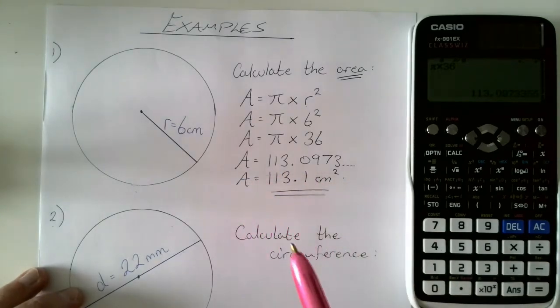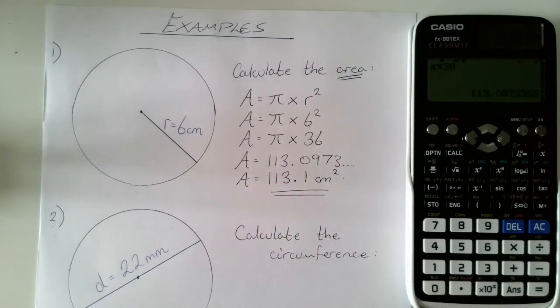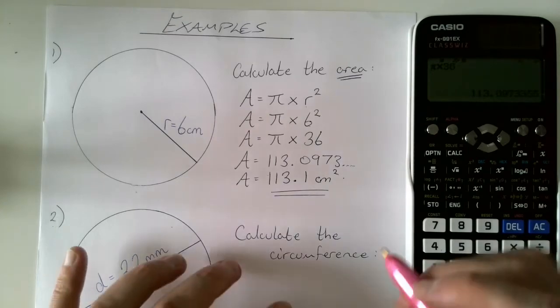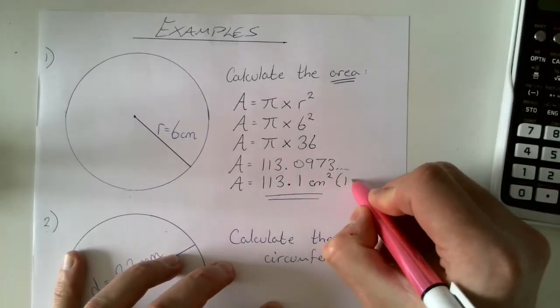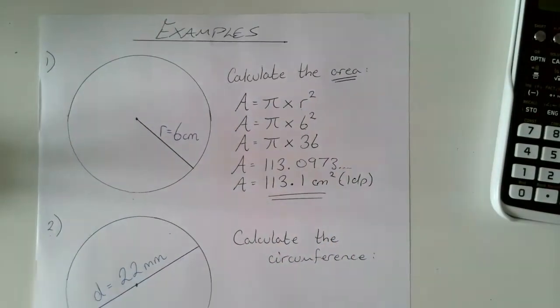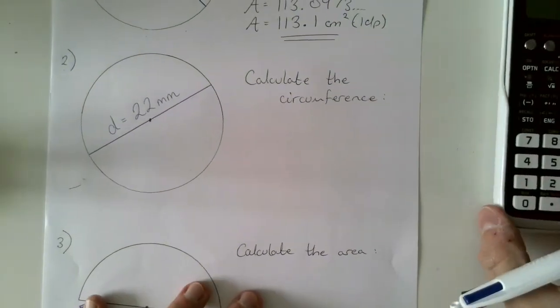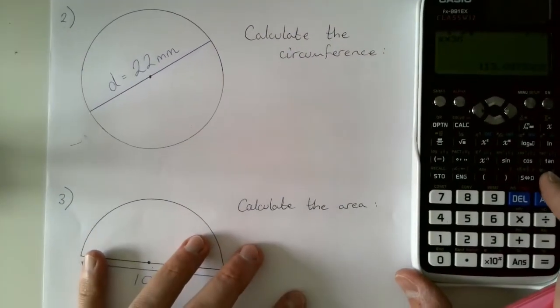The area is 113.1 centimeters squared. And I should say that that is to one decimal place. Okay. Second example asks me to calculate the circumference.